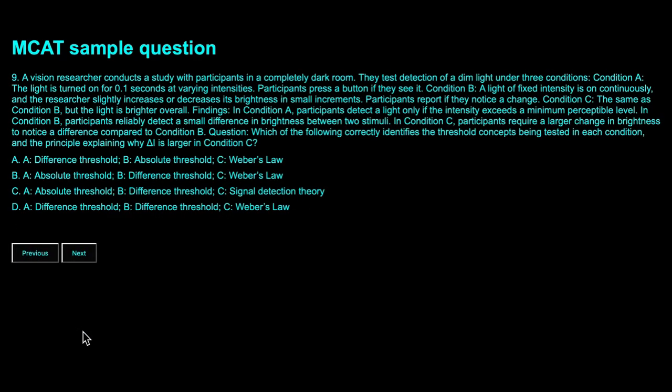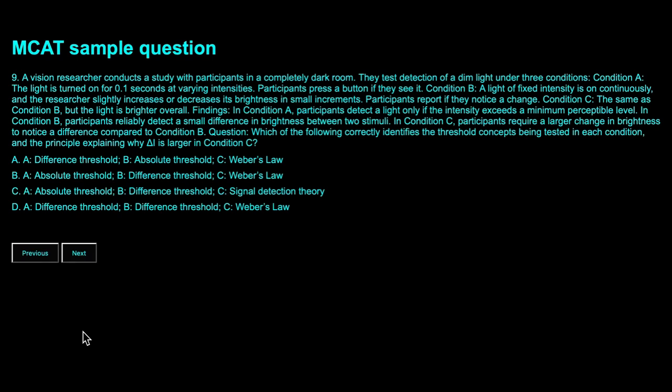9. A vision researcher conducts a study with participants in a completely dark room. They test detection of a dim light under 3 conditions. Condition A, the light is turned on for 0.1 seconds at varying intensities. Participants press a button if they see it. Condition B, a light of fixed intensity is on continuously, and the researcher slightly increases and decreases the brightness in small increments. Participants report if they notice a change. Condition C, the same as condition B, but the light is brighter overall.